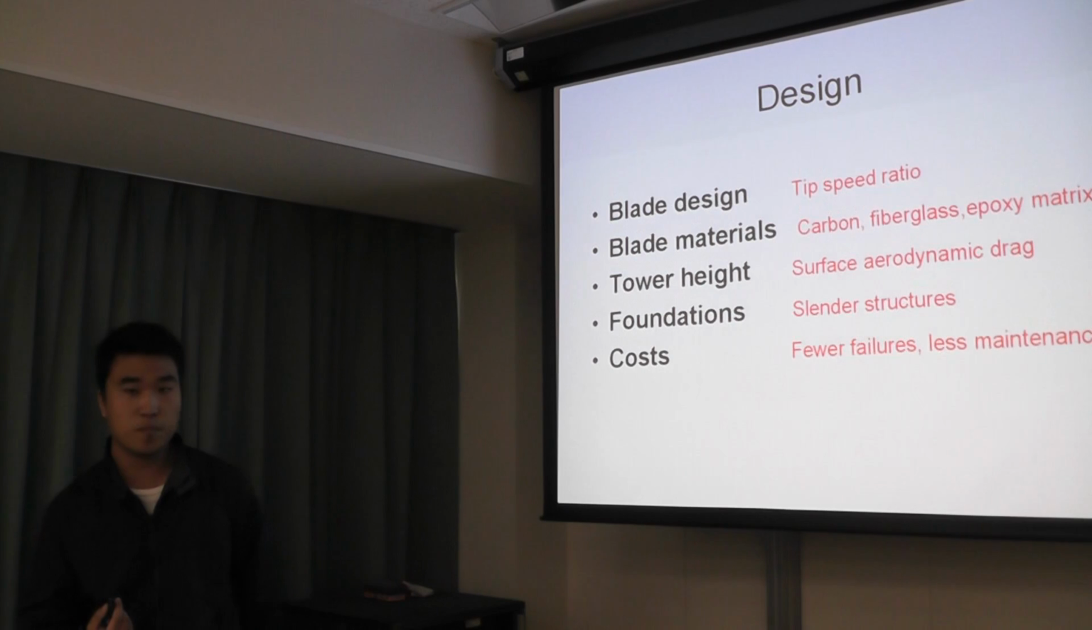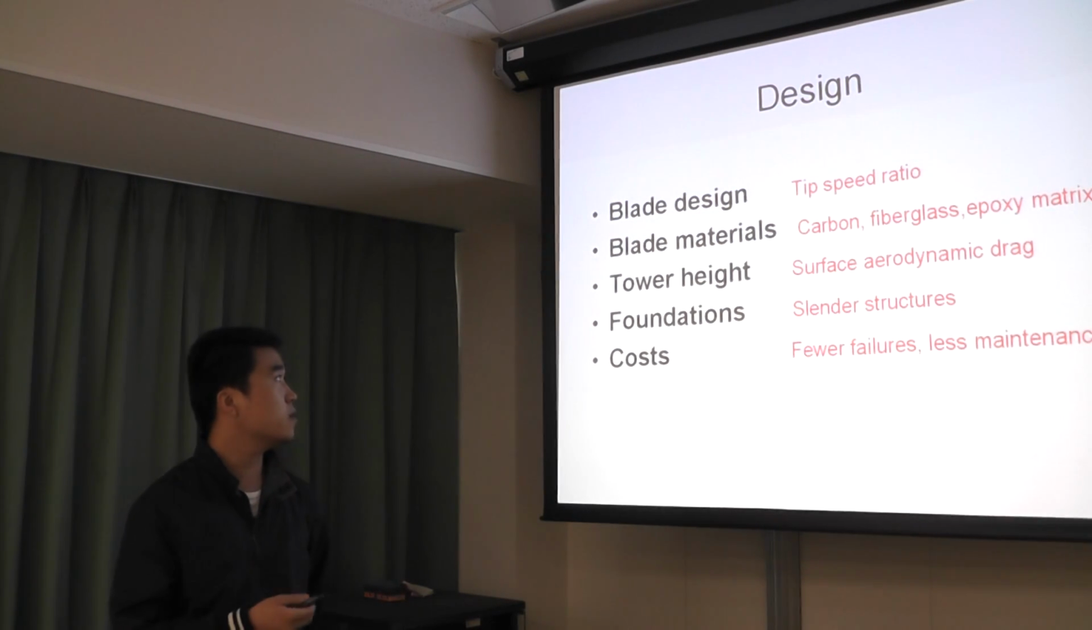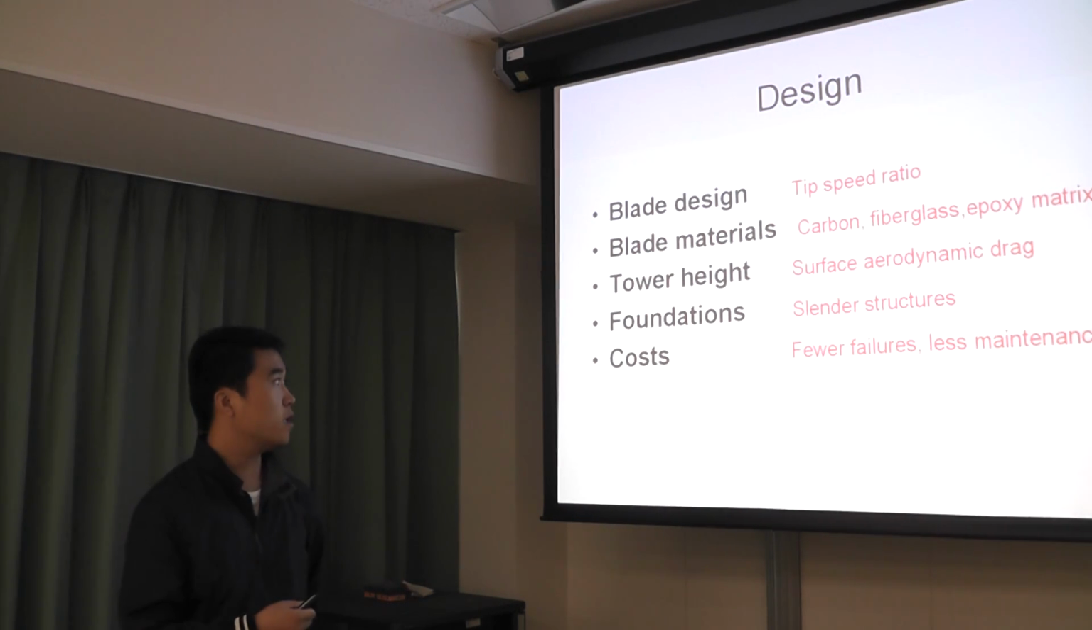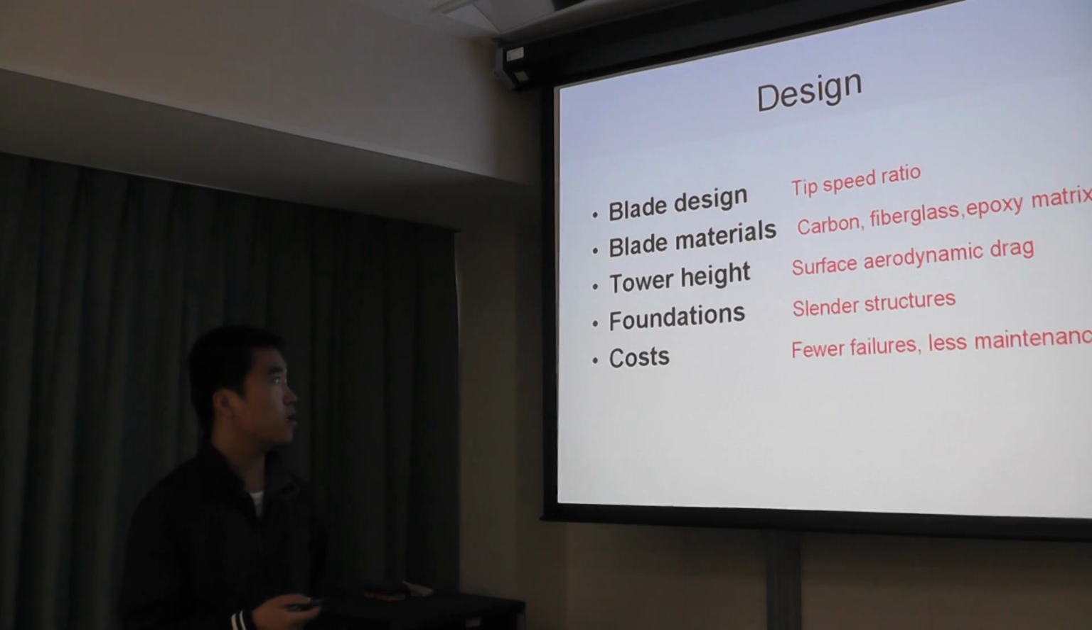In ancient times, people used wood as the blade material because of its low price and ease of manufacture. Nowadays, people use a mix of carbon, fiberglass, and epoxy matrix to make the blades very strong, to resist damage from the wind power.